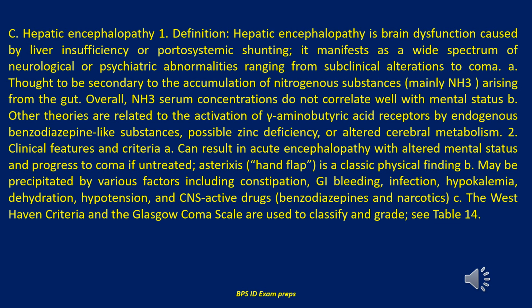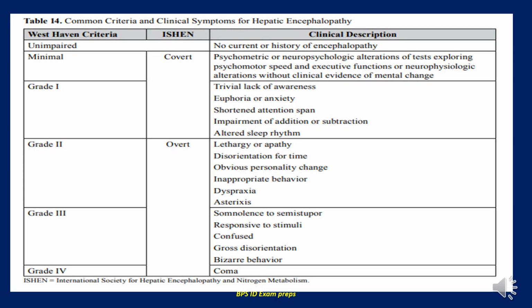B. It may be precipitated by various factors including constipation, GI bleeding, infection, hyperkalemia, dehydration, hypotension, and CNS active drugs such as benzodiazepines and narcotics. C. The West Haven criteria and the Glasgow Coma Scale are used to classify and grade it. See Table 14. Pause the video and carefully scrutinize Table 14 summarizing common criteria and clinical symptoms for hepatic encephalopathy.